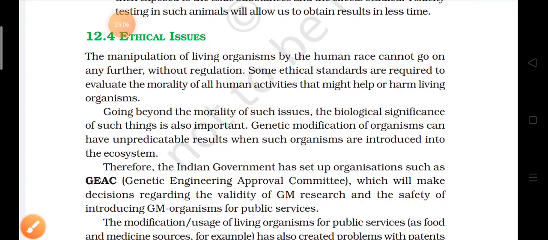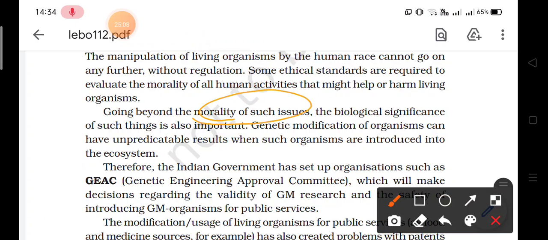Or going beyond the morality of such issues, suppose we are making recombinant DNA, or we are making them genetically modified, it means we are disturbing the genetic composition of that organism. And this genetic modification can lead to unpredictable results, meaning there may be certain results which can be more harmful for human beings. So there should be a control over this.